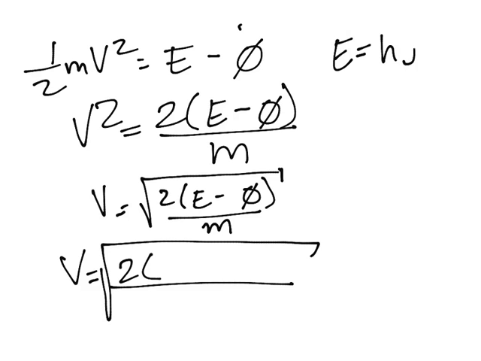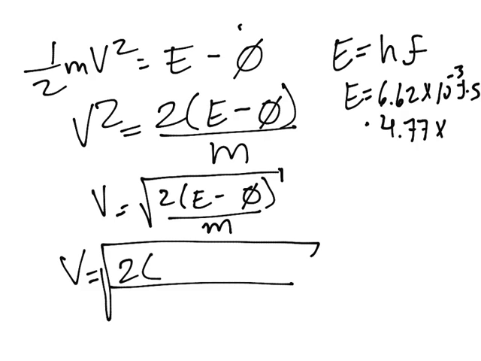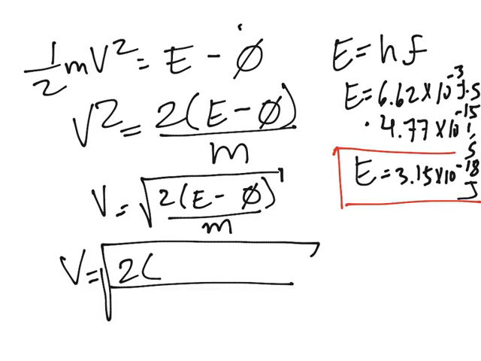That's hf. Energy will be Planck's constant times the frequency. So 6.62 times 10 to the negative 34 joules times second, times frequency, which was 4.77 times 10 to the negative 15 1 over second. So our energy is 3.15 times 10 to the negative 18, sorry, joules. So we have this now. We can plug it in here.